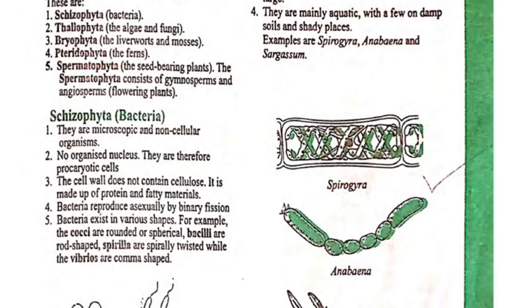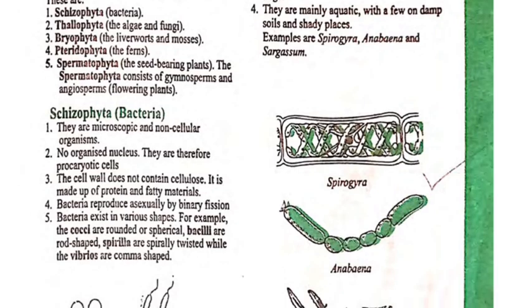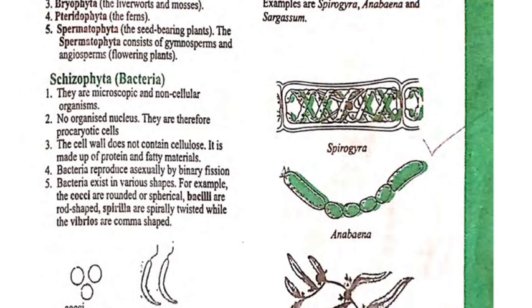Number one, we have Schizophyta, an example is bacteria. They are microscopic and unicellular organisms. That's number one, that they can be seen with a microscope. They barely can be seen with the naked eye. Alright. Number two, no organized nucleus. They are therefore prokaryotic cells.